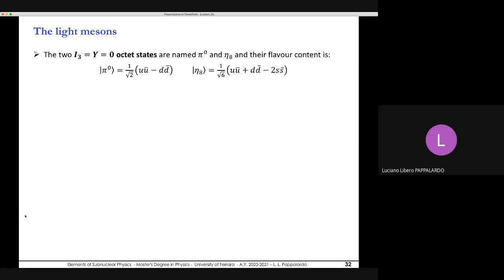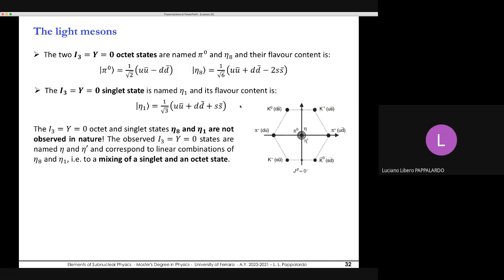So let's now focus on these 2 I3 = 0, hypercharge 0 octet states. For the pseudoscalar mesons, these are named the pi 0 and the eta 8, and this is their flavor decomposition. This is the pion and this is the eta 8 meson. Now, what about the singlet? The singlet is called eta 1, just to differentiate from eta 8. And this is its completely flavor-symmetric decomposition, as we saw before.